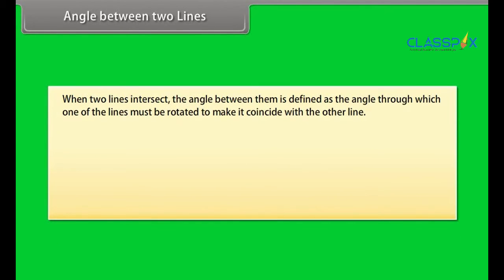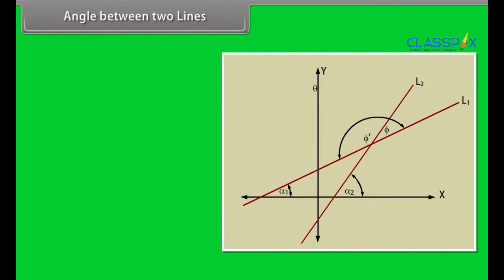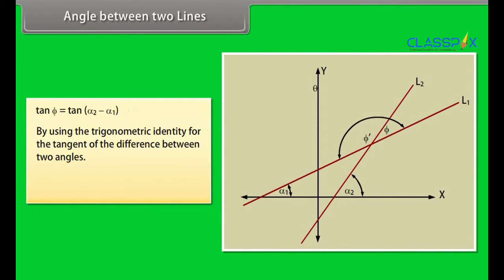Angle between two lines. When two lines intersect, the angle between them is defined as the angle through which one of the lines must be rotated to make it coincide with the other line. For example, the angle phi is the acute angle between lines L1 and L2. Alpha 2 is equal to alpha 1 plus phi. Therefore, phi is equal to alpha 2 minus alpha 1. From the slopes of lines L1 and L2, tan phi is equal to tan of (alpha 2 minus alpha 1), by using the trigonometric identity for the tangent of the difference between two angles.